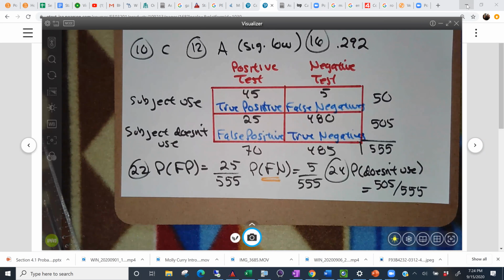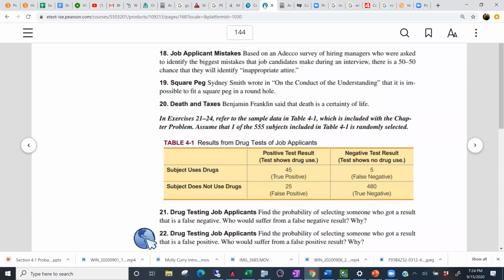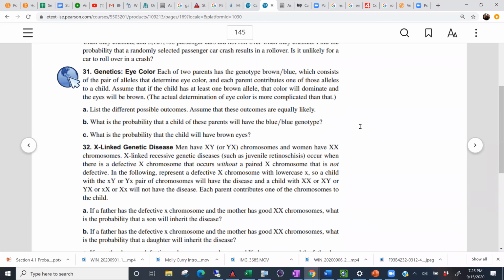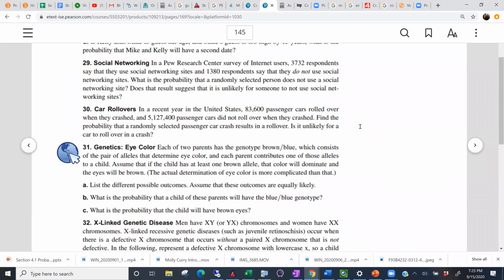Let's take a look at problem number 30. So we'll go back here, and then the next page, I'm hoping the next page has problem 30. Yes, I got lucky. So, car rollovers.